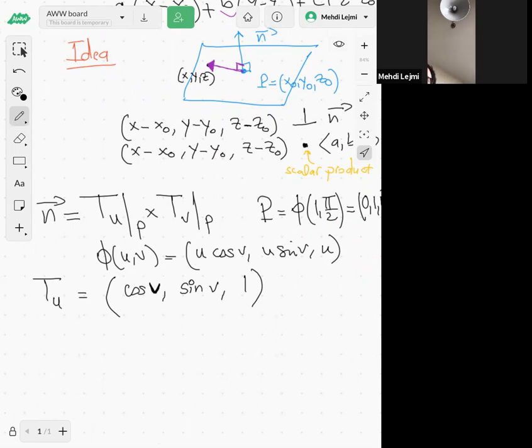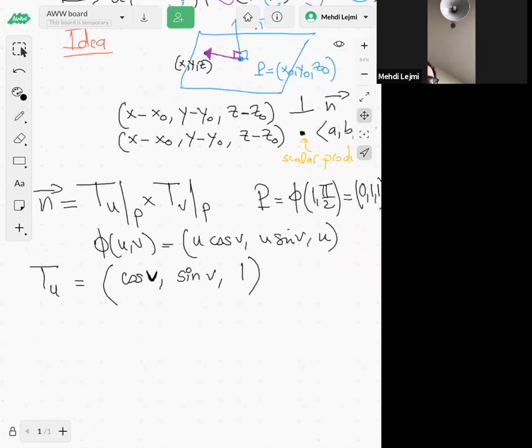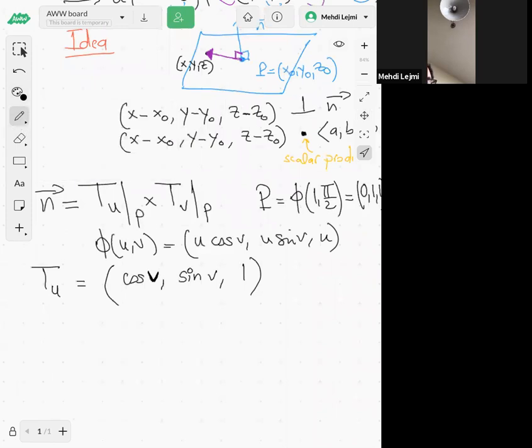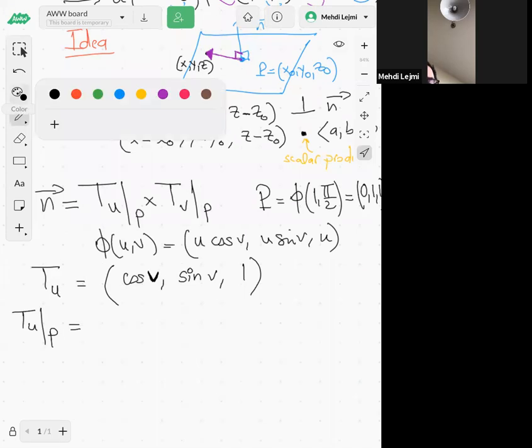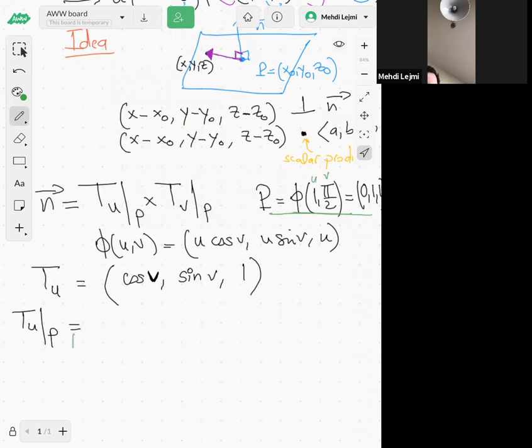Now at the point P, what's the value of this vector at the point P? At the point P, this is my point P, so u is equal to 1 and v is pi over 2, right? So that will be the vector. Cosine of pi over 2 is just 0. Sine of pi over 2 is 1, and there's 1. So that's 0, 1, 1.